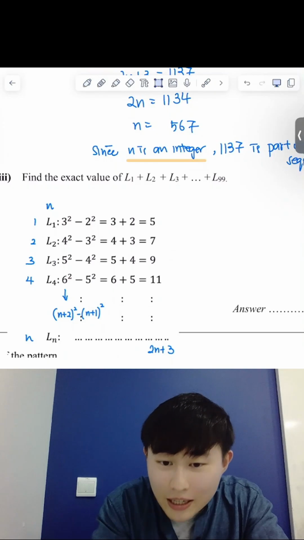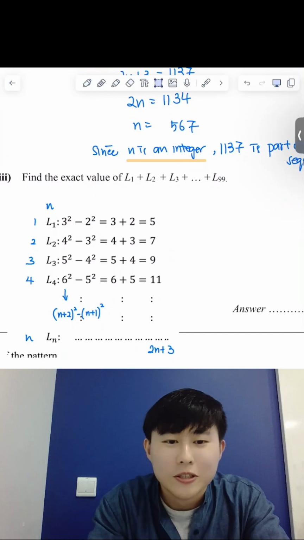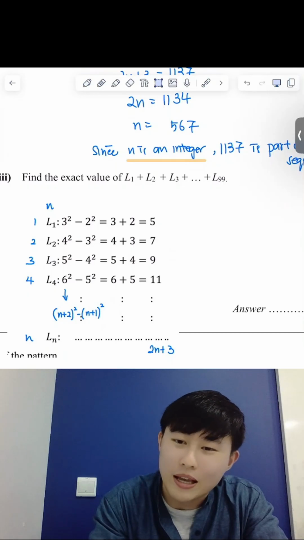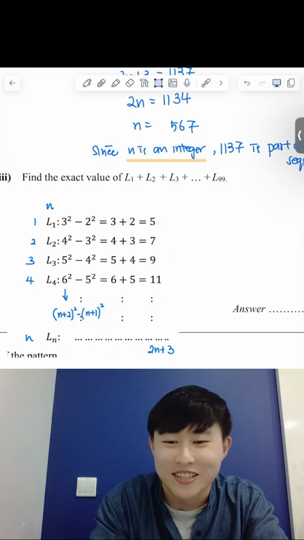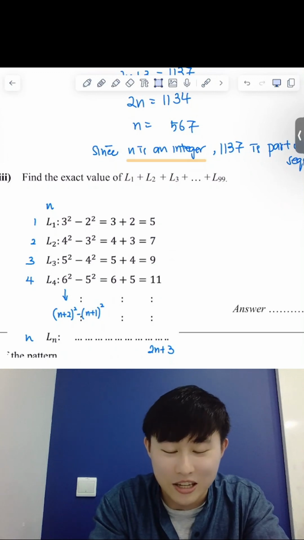But take L1 plus L99 times 50. Okay, then you need to go and figure out what is L1 and L99, right? You go and try to tell me whether your answer is the same. What is summation? Summation is a concept in JC that you learn.